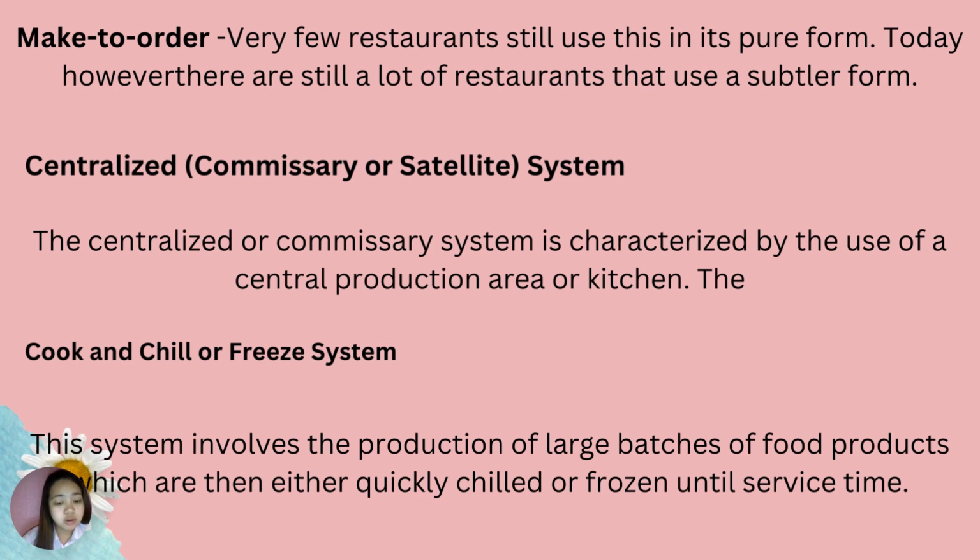So, ang cook and chill freeze naman, ito yung system na na-involve siya sa production. Ito yung production ng mga malalakihang, bultuhang batches ng food product. So, dito naka-imbak yung mga frozen food. So, maramihan na siya. Gumagamit na sila ng parang isang room ng freezer.